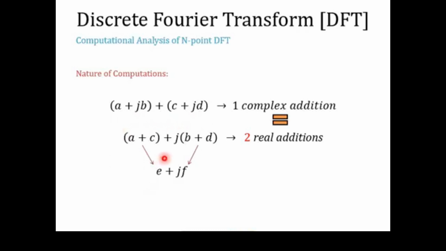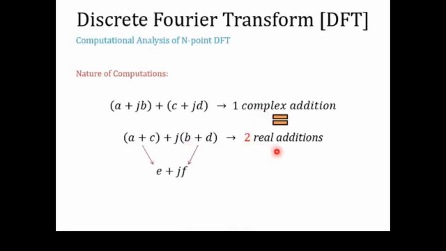So the answer of the addition of two complex numbers is another complex number. But how have we obtained this result? In order to get this final result, how many additions have we performed and what was the type of computation? Now, as you can see, to obtain this E value, we have added A and C. So this was one real addition operation because A and C both are real numbers. So this is the first real addition operation. Similarly, to obtain the value of F, we have added B and D. So this was another real addition operation, which means that one complex addition is equivalent to two real addition operations.